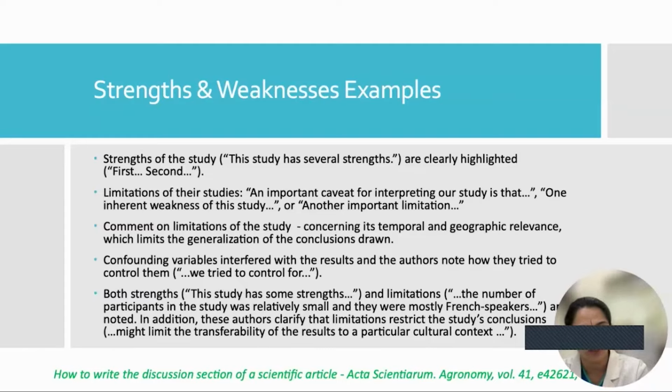You can also have confounding variables which interfere with the results, and you can say how you tried to control them. So you say we tried to control for the confounding variable and this is what we found. Or you can include both the strengths and weaknesses in one paragraph, saying that this study has some strengths and this study has some weaknesses and this is what it is.